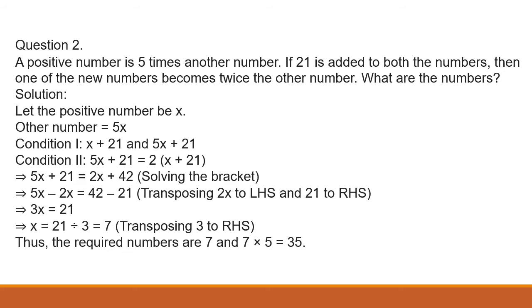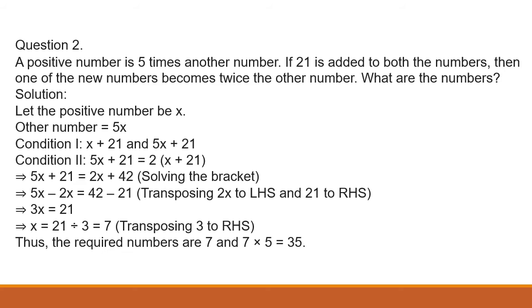Now let us take this equation. 5x plus 21 equals 2 into (x plus 21). 2 times x is 2x, and 2 21s are 42. By solving the brackets, we can modify the statement as 5x plus 21 equals 2x plus 42. Then 2x comes to this side, so it becomes minus 2x, and 21 comes to the other side, so it becomes minus 21.